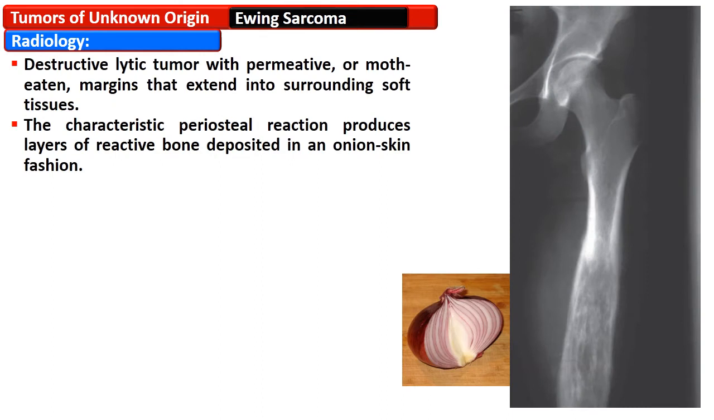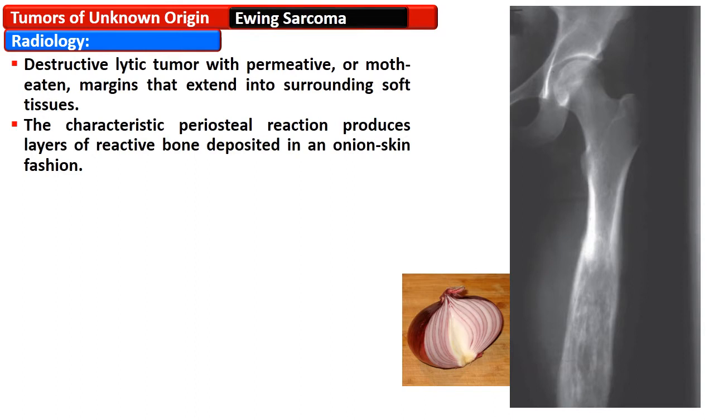The radiological appearance of Ewing sarcoma is variable and depends on the host bone and tumor interactions. There may be a destructive lesion, an expansile tumor with permeative or moth-eaten margins that extends into the surrounding soft tissue. The characteristic periosteal reaction produces layers of reactive bone deposition in an onion skin fashion.